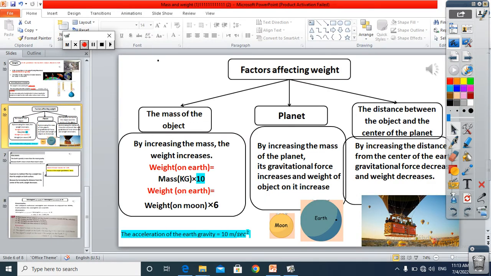Okay, now we'll talk about the weight on moon. If we have the weight on moon and we want to measure the weight on earth, what should we do? We have another mathematical relation to measure the weight of object on moon or the weight of object on earth. The weight of object on earth equals weight of object on moon by 6. If we have the weight of object on moon, we can measure the weight of object on earth by this easy method, weight on earth equals the weight on moon by 6. We will answer a problem to measure the weight of object on moon.